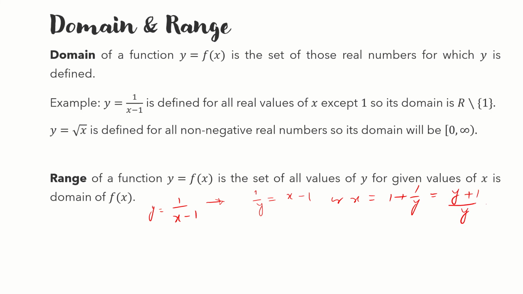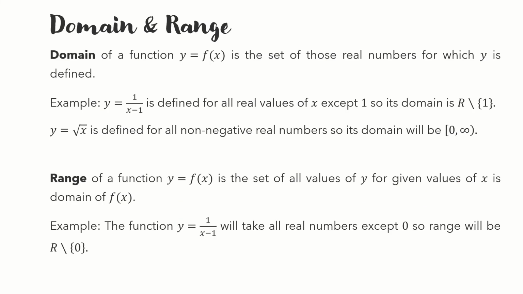Now, those values of y for which this relation is defined will be included in the range, and those values of y for which this relation is not defined will not be included in the range. Now you see x has become y plus 1 divided by y, so this is defined everywhere except y is equal to 0. So we say its range will be all real numbers except 0, because this function, 1 over x minus 1, will never give you 0. So its range is what? That is all real numbers except 0.